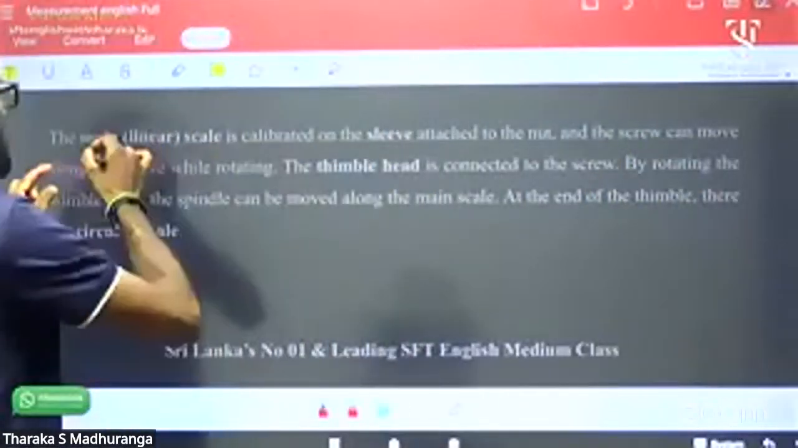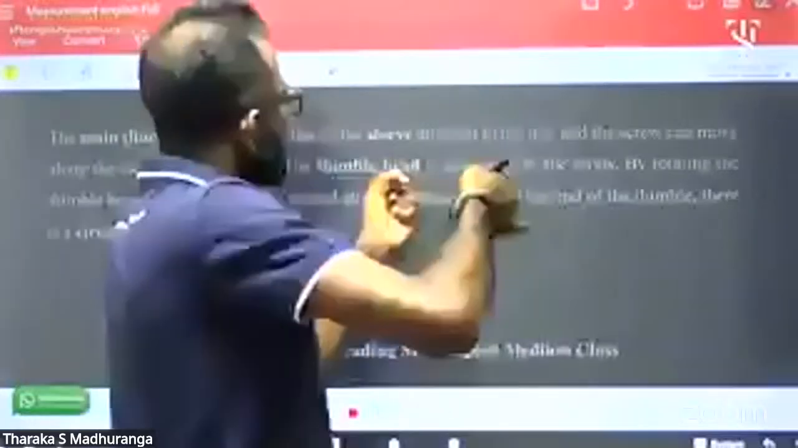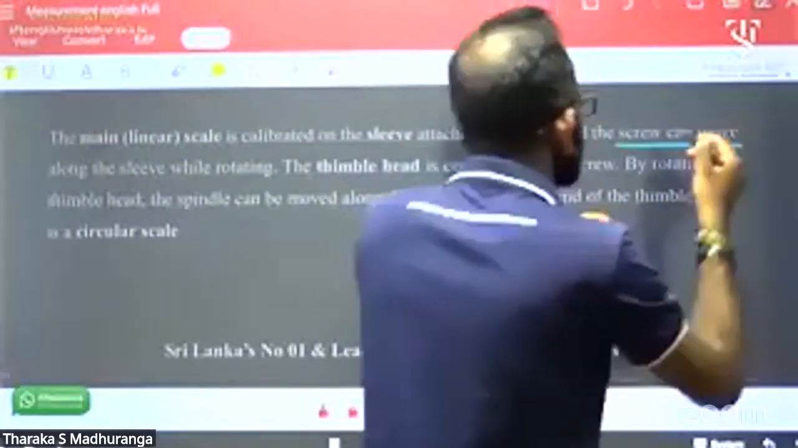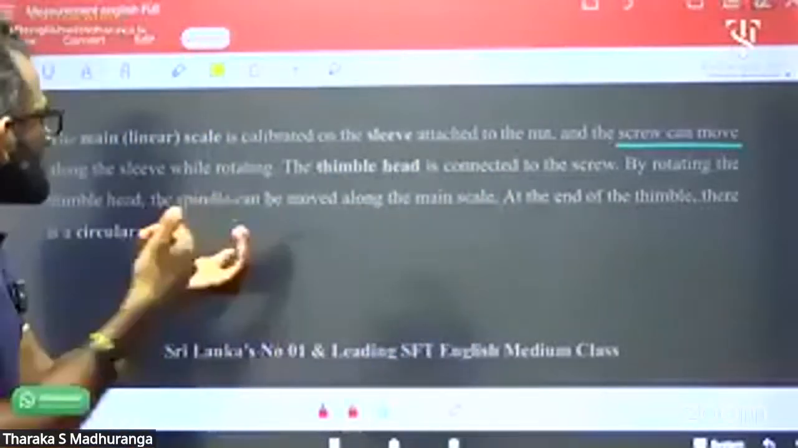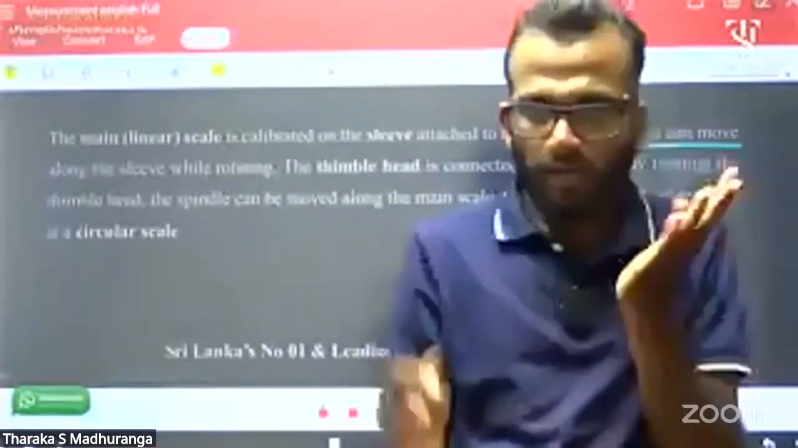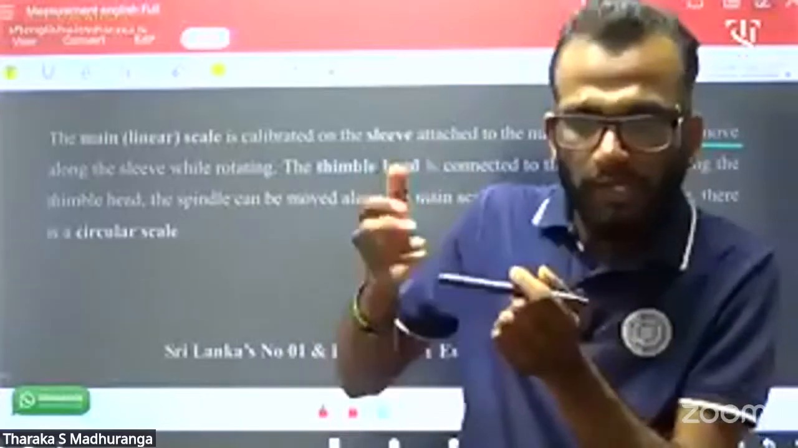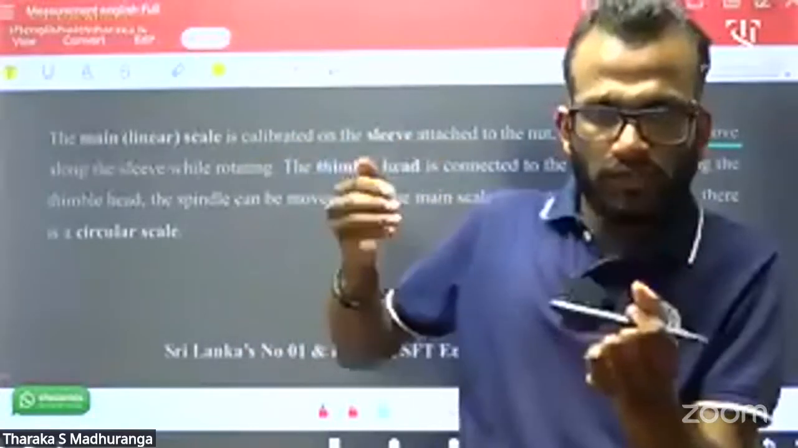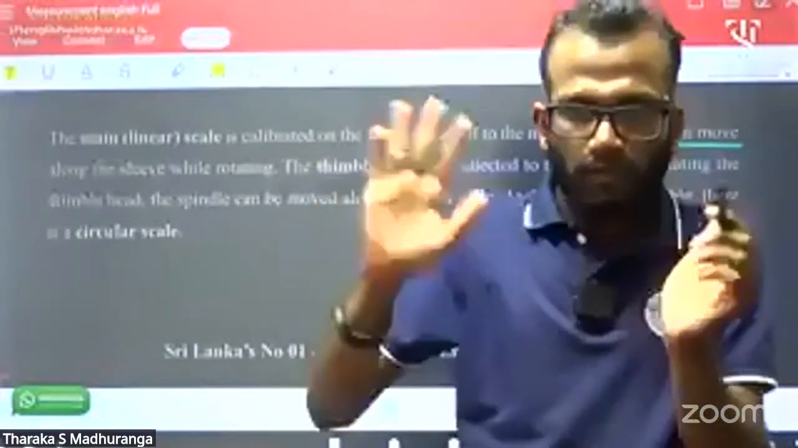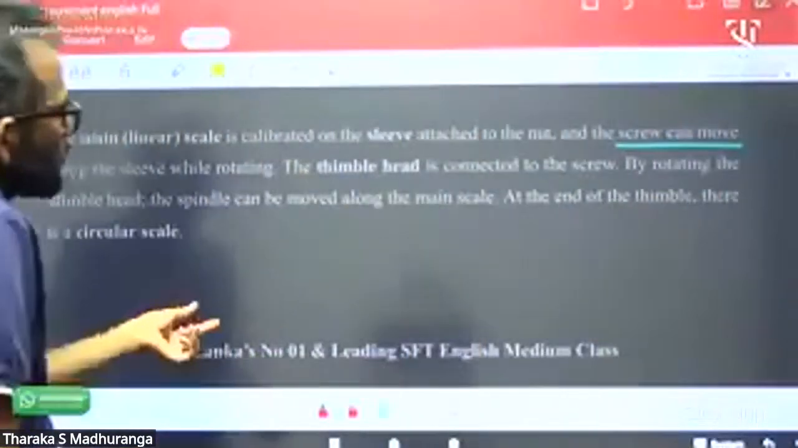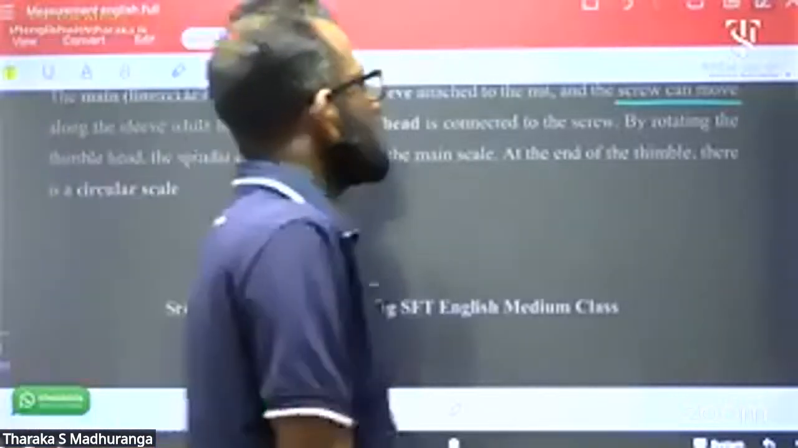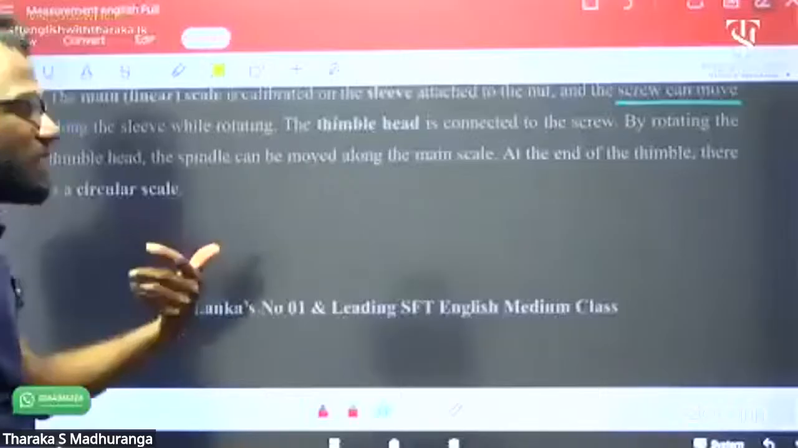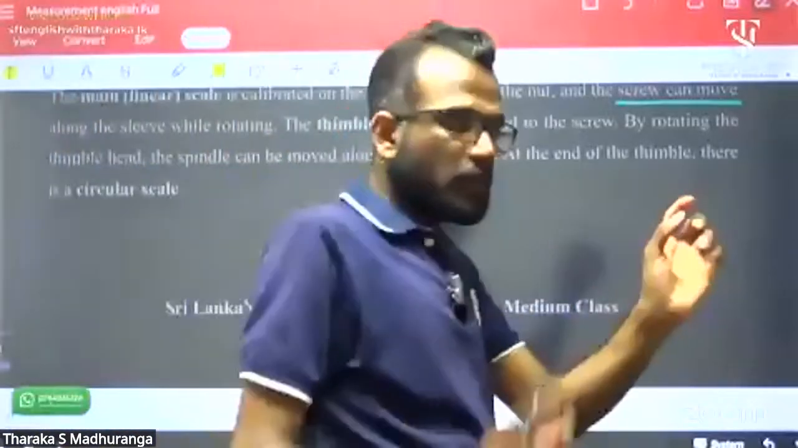What's the point we discussed? The linear scale is calibrated on the sleeve attached to a nut, and the screw, meaning the circular scale, can move along the linear scale. While rotating, it's moving along the sleeve. That's a very important point. The thimble head is connected to the screw. By rotating the thimble head, that means the ratchet, the final part, the ratchet.